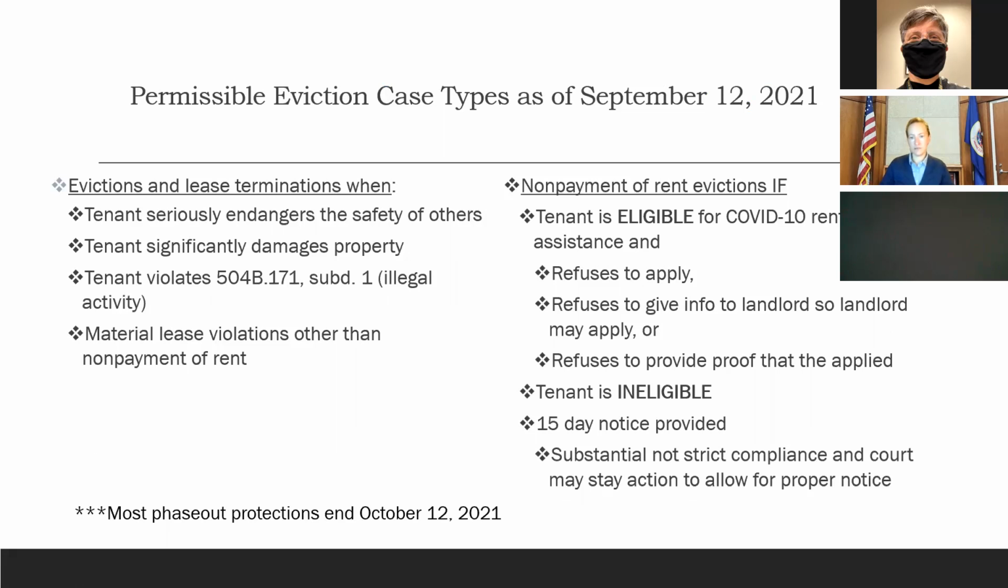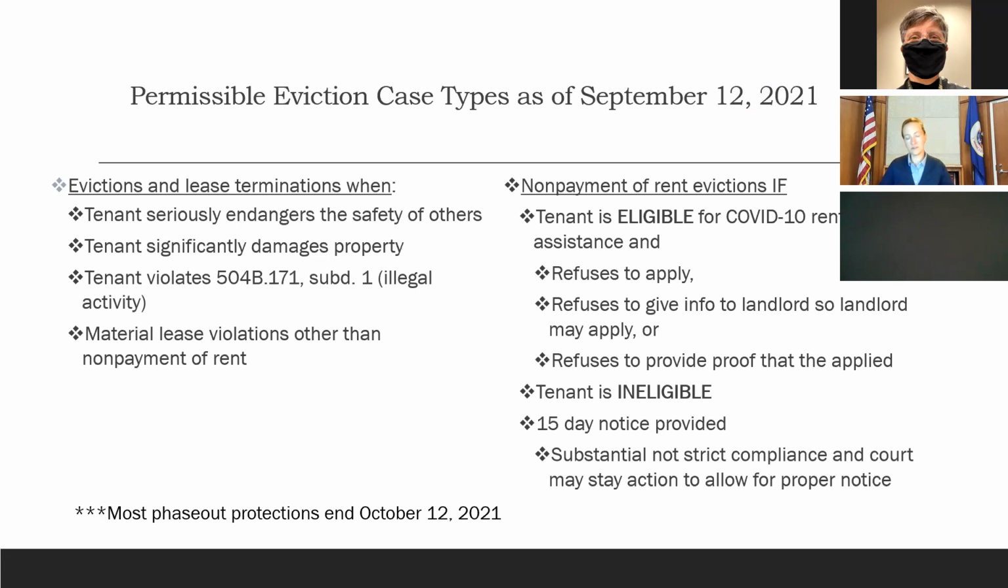As of September 12th, 2021, in addition to certain non-payment of rent cases being heard, landlords can also file evictions for lease terminations if the tenant has seriously endangered the safety of others, if the tenant significantly damages the landlord's property or the curtilage, if the tenant violates 504B.171, subdivision 1, which we typically refer to as the illegal activity covenants, where both landlords and tenants covenant that there will not be illegal activity on the premises, or if there are material lease violations other than non-payment of rent. Those are the types of lease terminations or general eviction actions that can be filed as of September 12th.